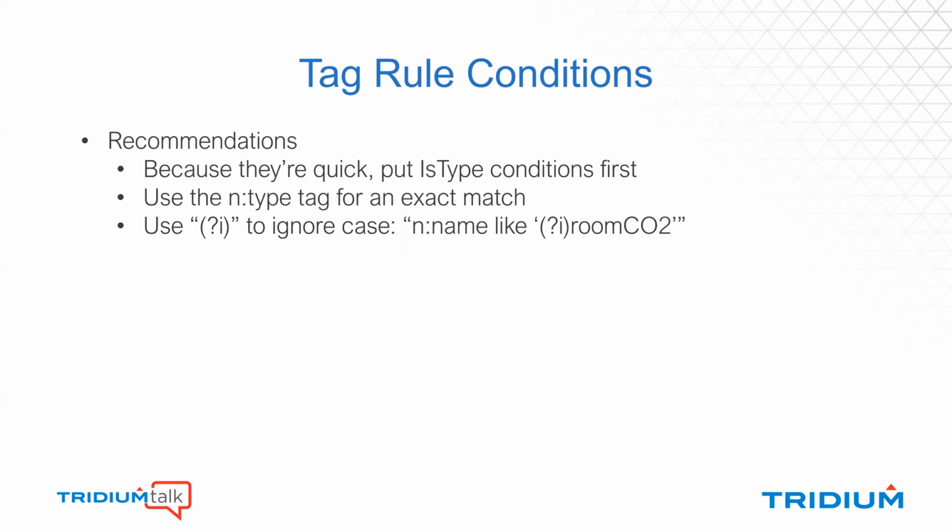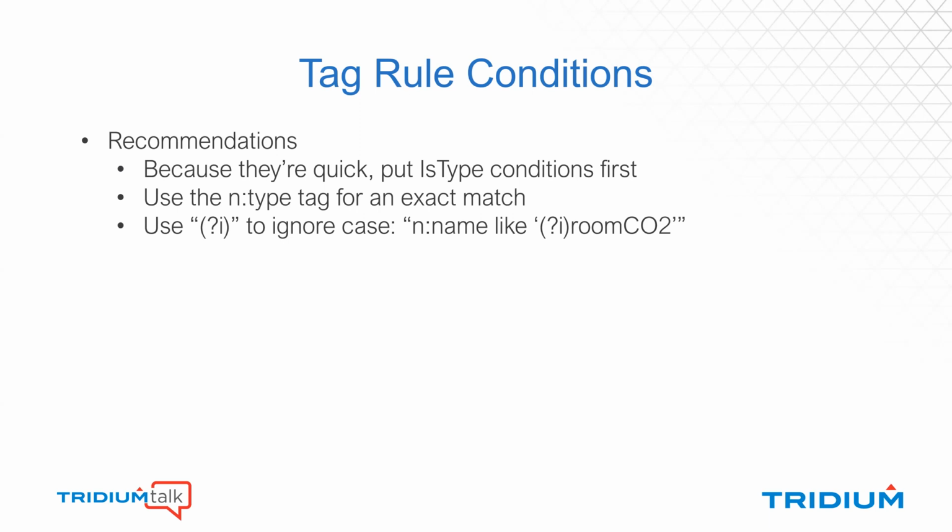Some recommendations. Because they're quick, we recommend putting is type conditions first. So in the case of an and, if the type of the component doesn't match, nothing else will be evaluated. In the case of an or, if it does match, then nothing else needs to be evaluated. So they're very quick. We recommend placing them at the top. Is type will match the specified type and subclasses. If you need an exact type match, you can use a Boolean filter, and the equal query would use the n:type tags. You could say n:type equals control:NumericPoint if you want just numeric points and not numeric writables.